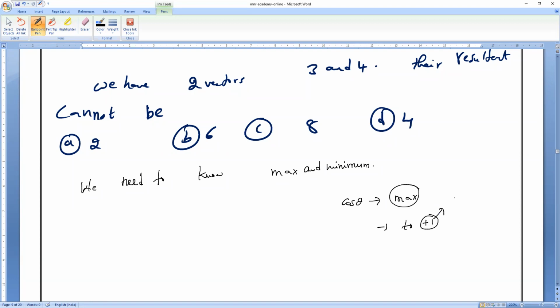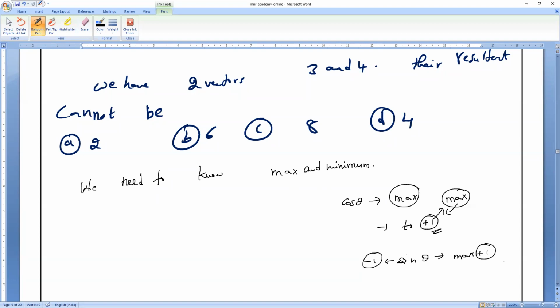So what is the maximum, +1 or -1? +1. So cos theta maximum is +1. Same way, sin theta also varies from -1 to +1. Maximum is how much? +1. Clear? Okay.